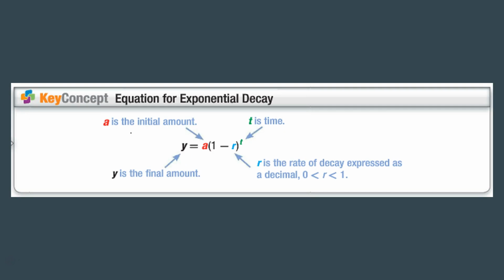Then we have equation for exponential decay. This is if you have money and over time you're losing some. The equation for it is Y is equal to A times (1 minus R) to the power of T. Once again, A is the initial amount, Y is the final or ending amount, T is time, and R is the rate of decay, expressed as a decimal. And this is what's really different from the exponential growth.